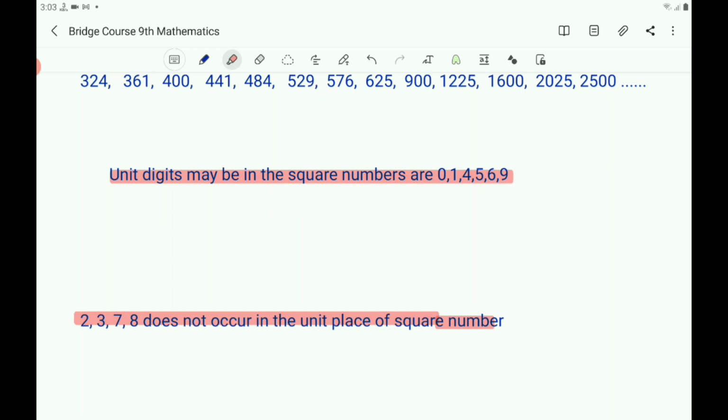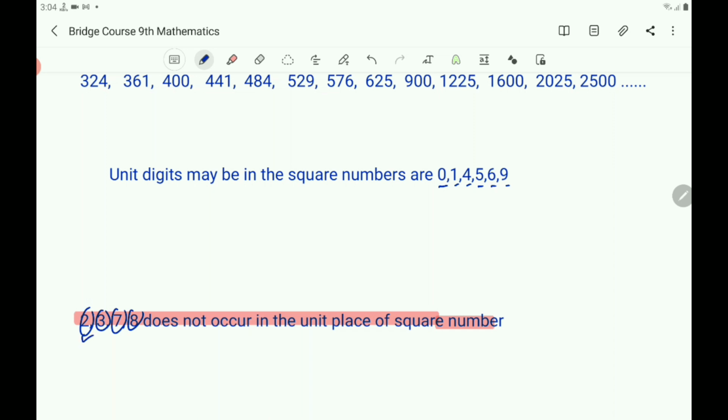Here you can have the unit digit 0, 1, 4, 5, 6, 9. Any one of these 6 digits in the unit place. But you can't have 2, 3, 7, 8 in the unit place of the square number. So if the unit digits are 0, 1, 4, 5, 6 or 9, then you can verify whether it is a square number or not.